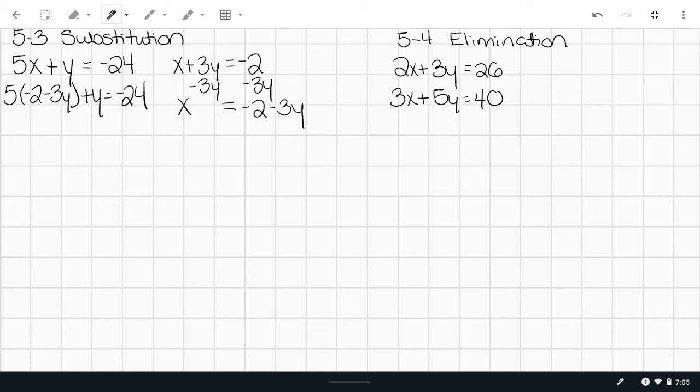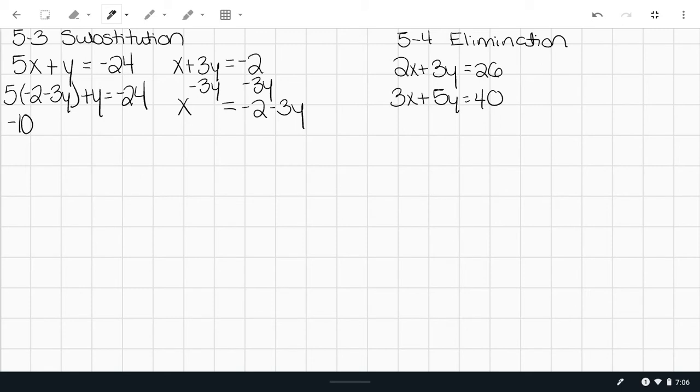When you substitute, you should only have one variable. So if I look back, I have one variable. That variable is y. Perfect. Now I'm going to use the distributive property and multiply. You have 5 times -2. That's -10.